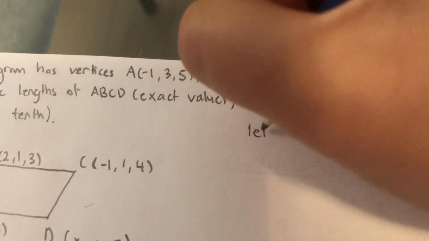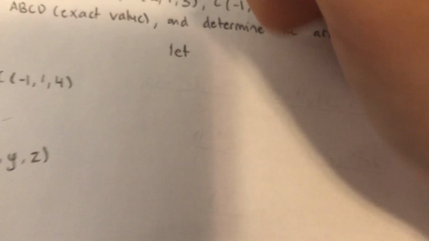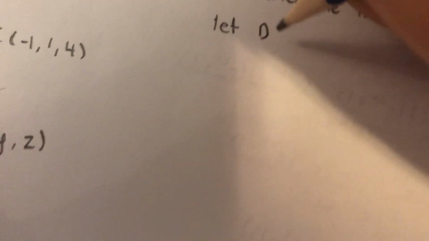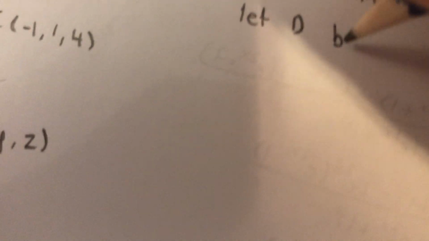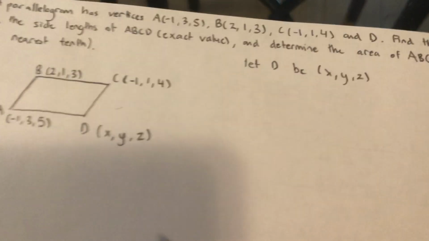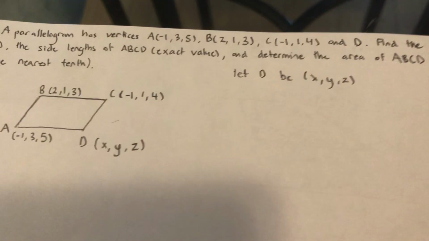So first, let's make a let statement. Let D be (x, y, z), as we stated earlier. And now to find D, what do we know?